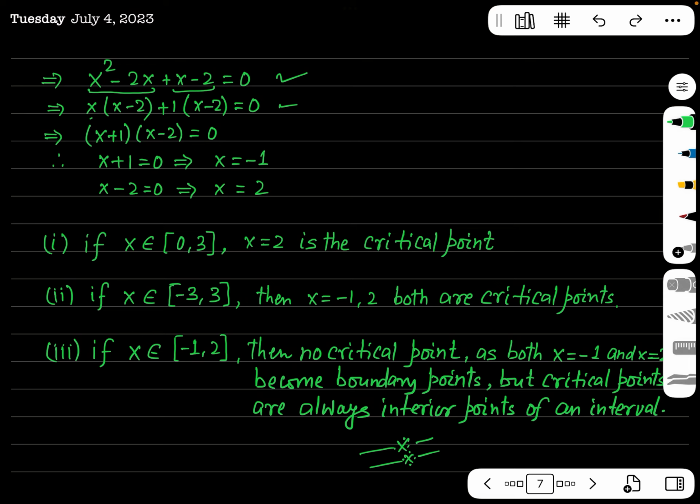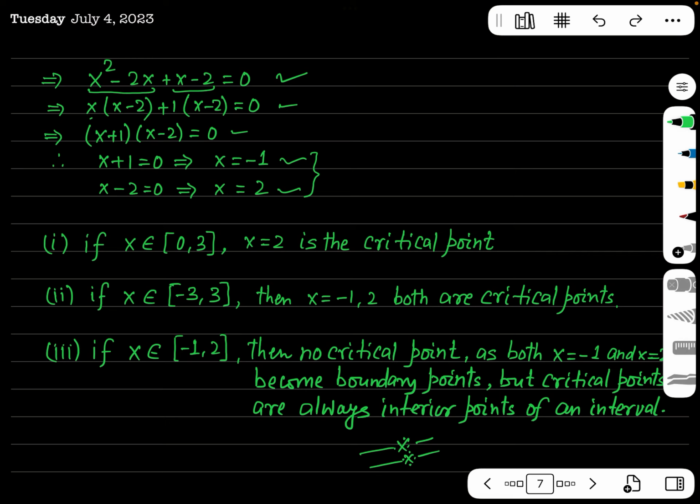Now this will be equal to (x + 1)(x - 2), and that is equal to 0. Since the product of these two factors is 0, each factor can be equated to 0. So x + 1 = 0, and so x = -1. And x - 2 = 0, and so x = +2. So you can see there are two values of x. The first one is -1, another is 2.